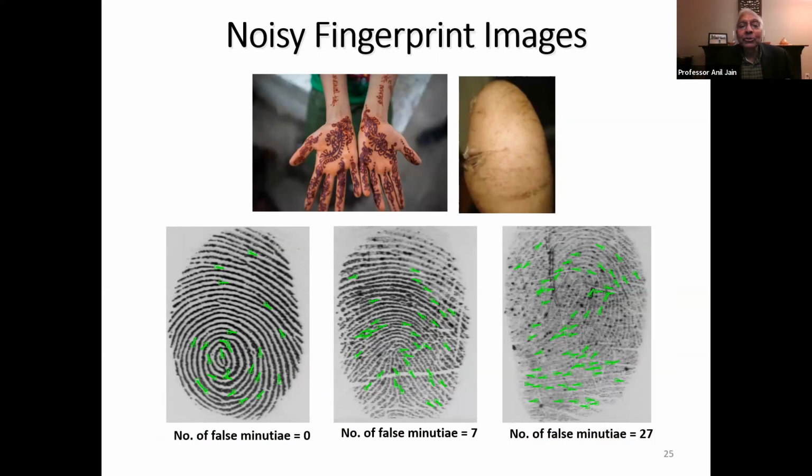In the bottom row, I'm showing you 3 fingerprint images. One is of very good quality. If you can provide always a fingerprint of this quality, accuracy will be 99.9999%. But the fingerprints of marginal quality or relatively poor quality will have problems.